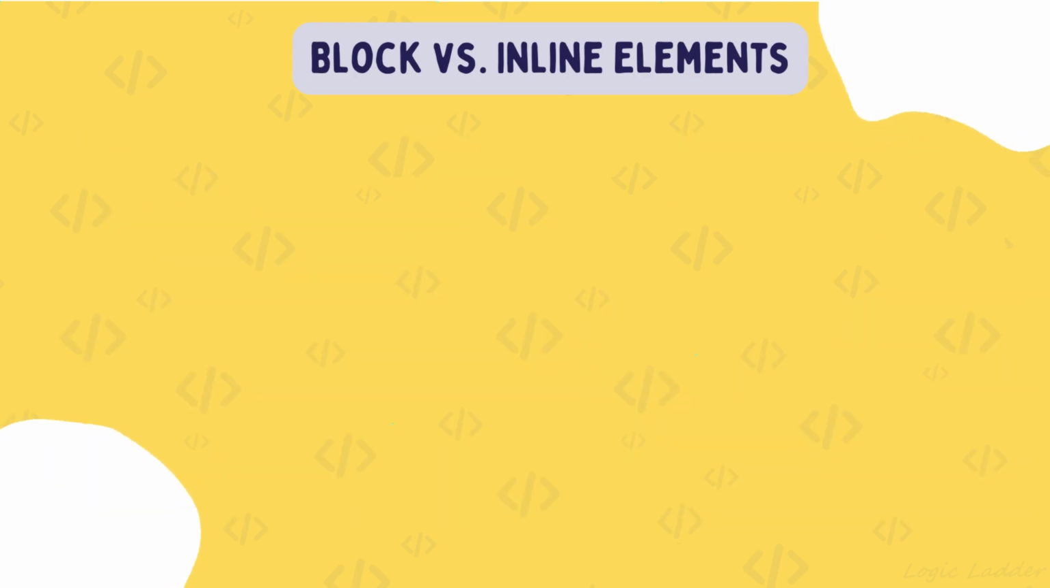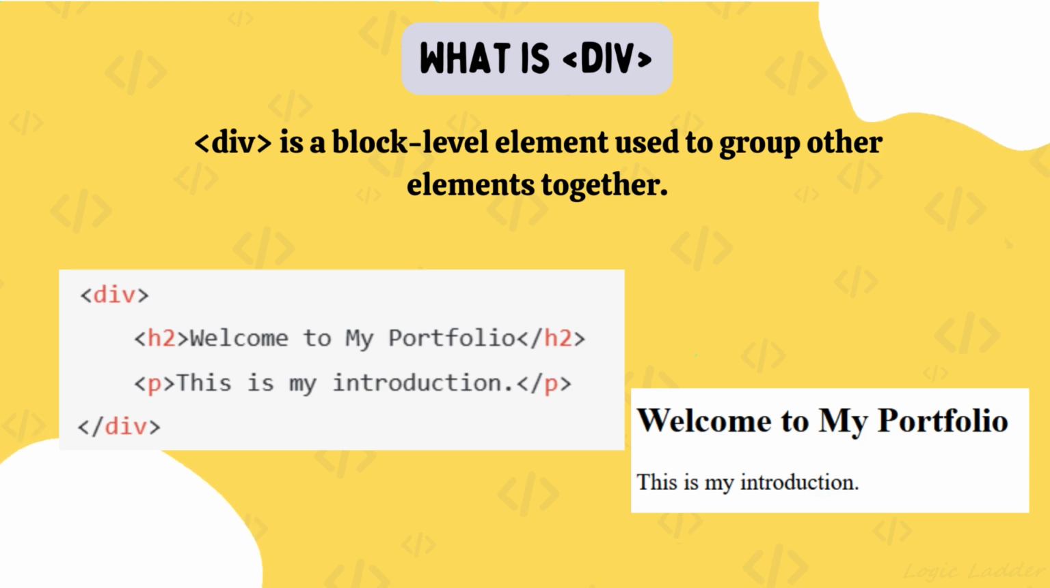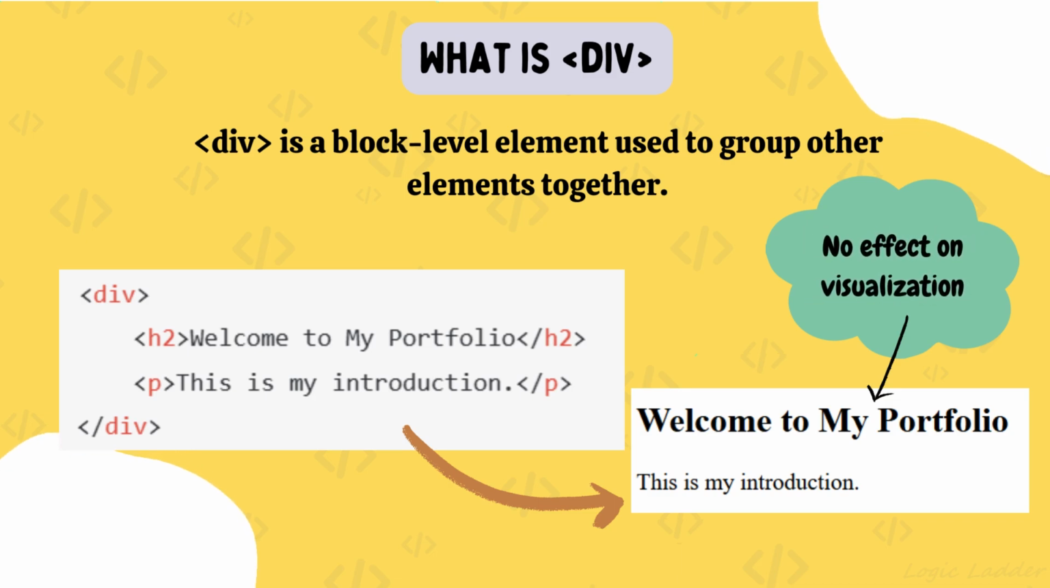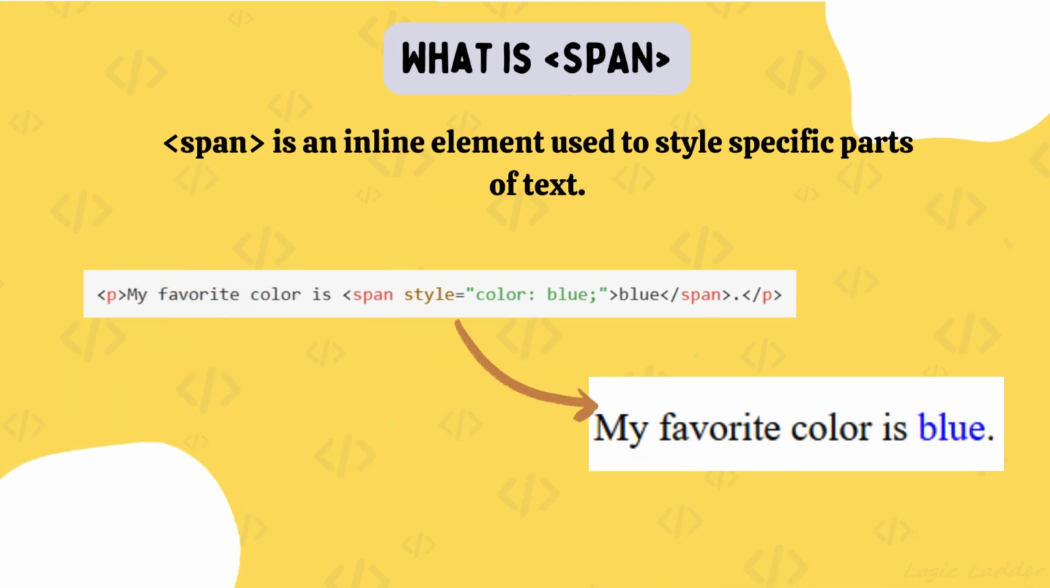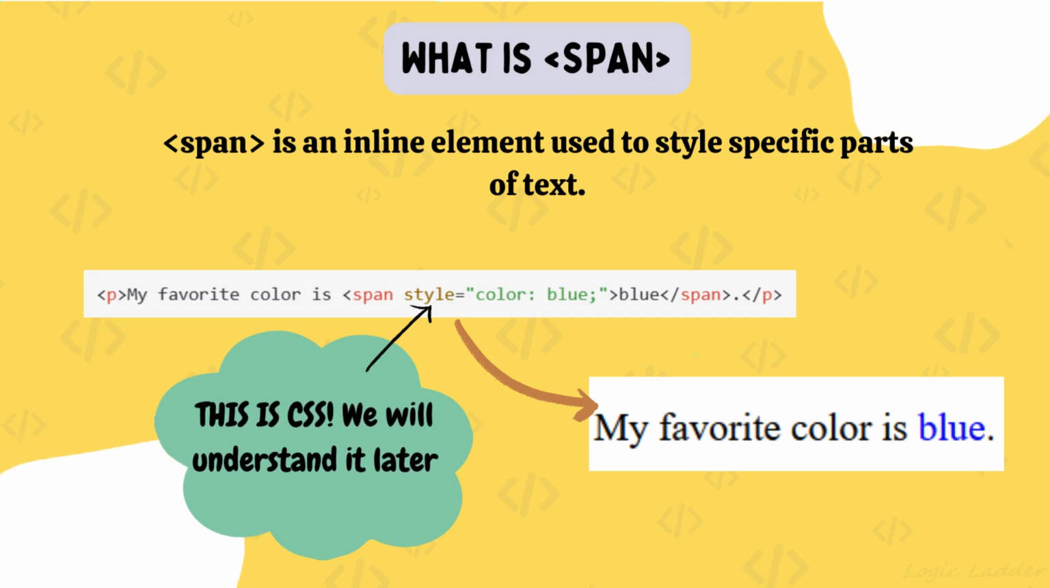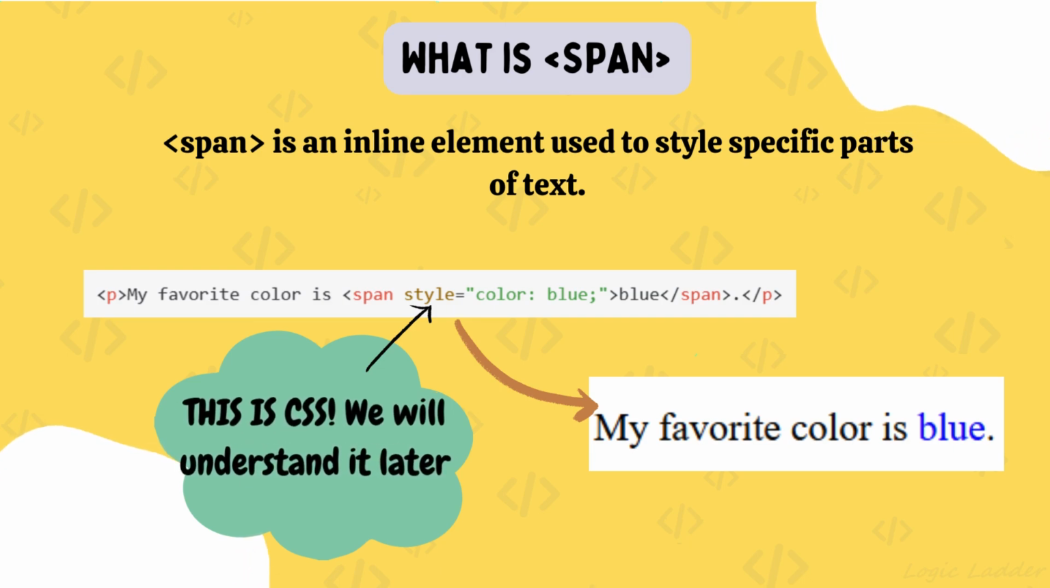So, let's move forward. Div is a block element. It is just like a box that helps organize your content. It doesn't change how things look but is super useful for layout and styling. Unlike div, span doesn't create a new line. It's great for applying styles to small pieces of text.